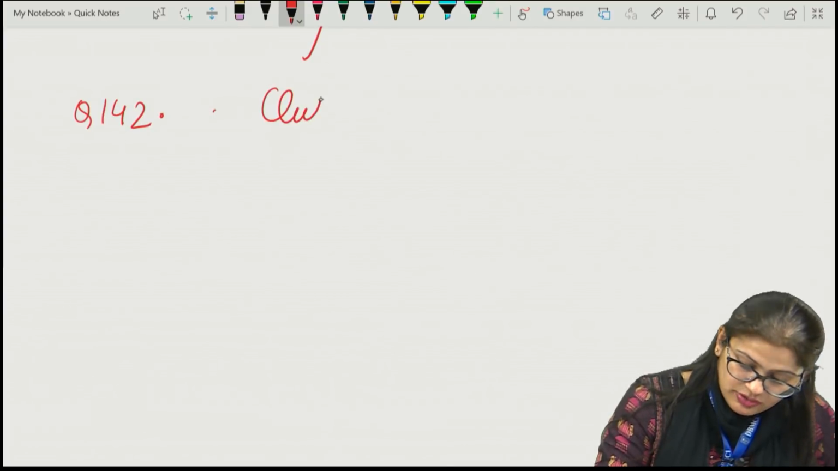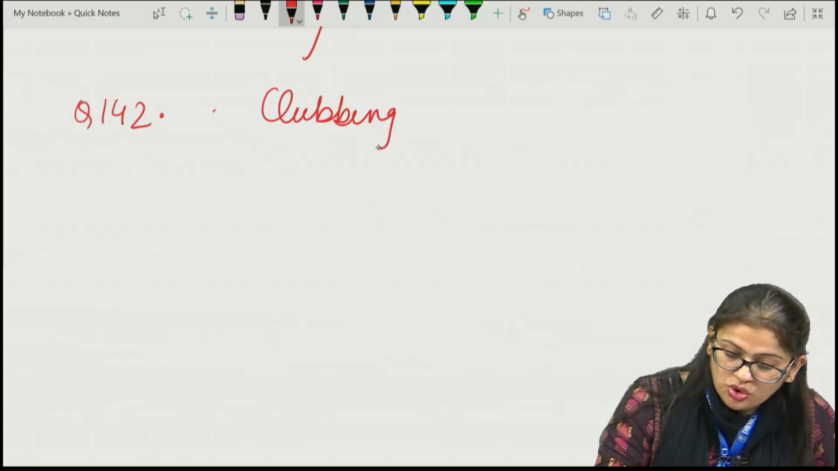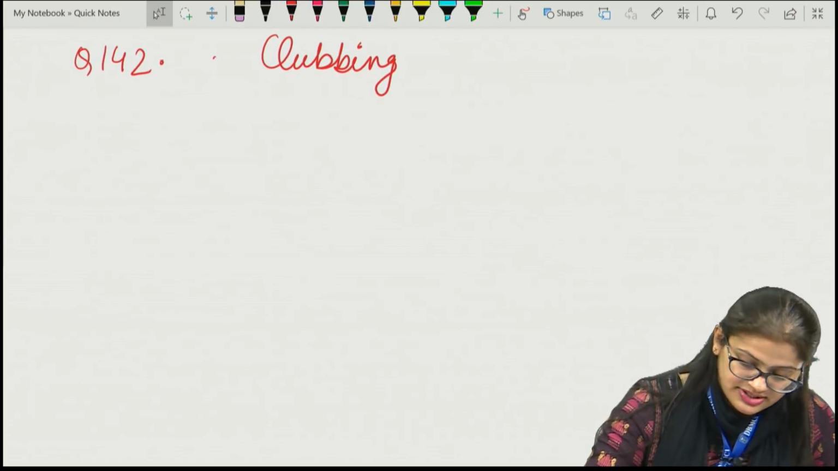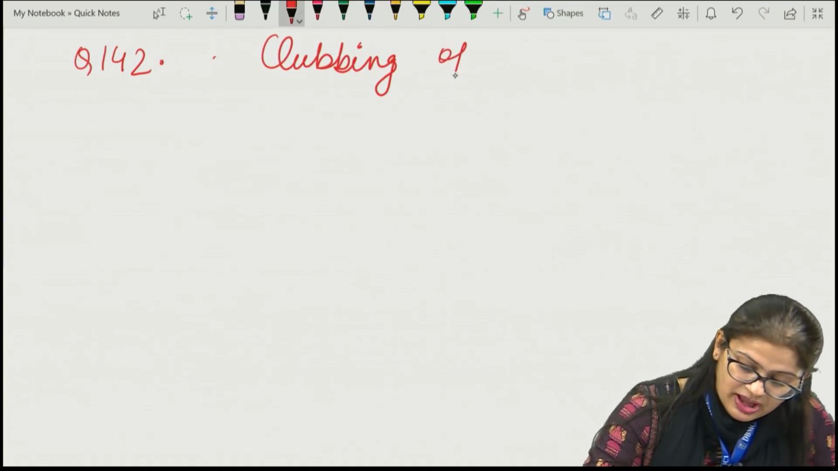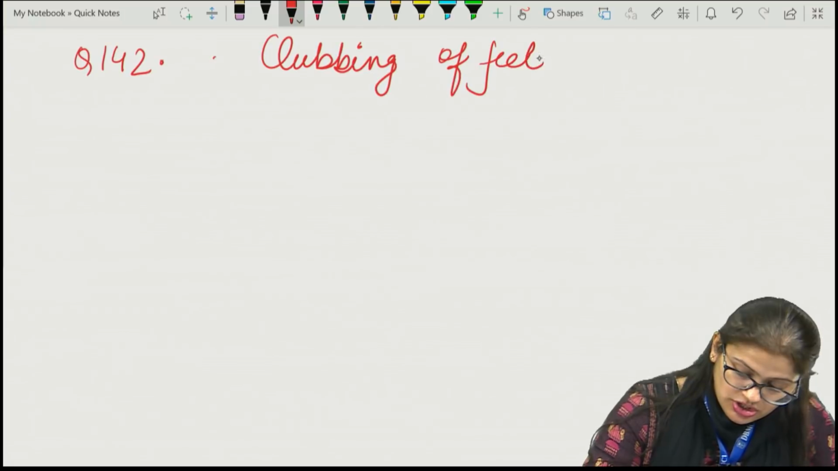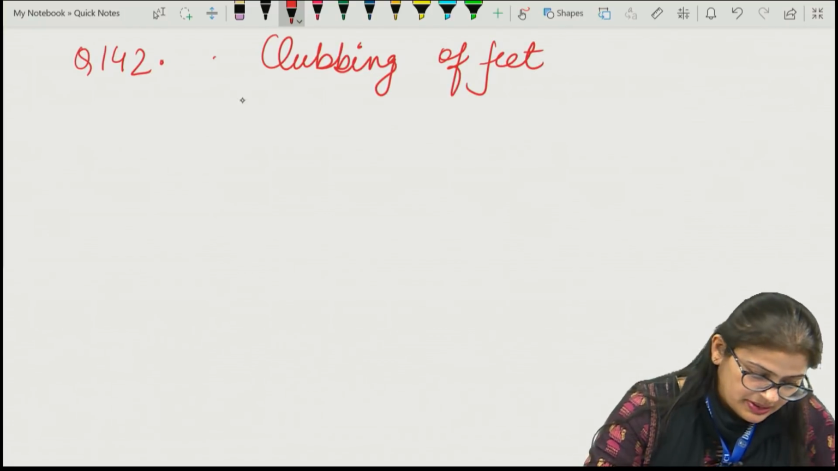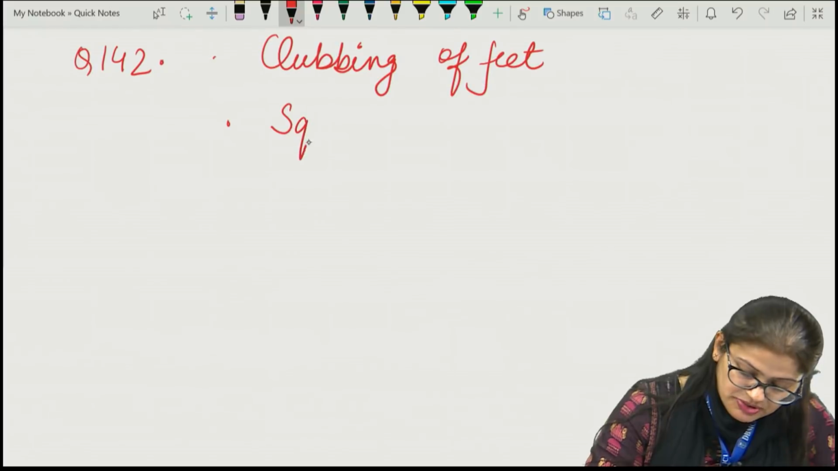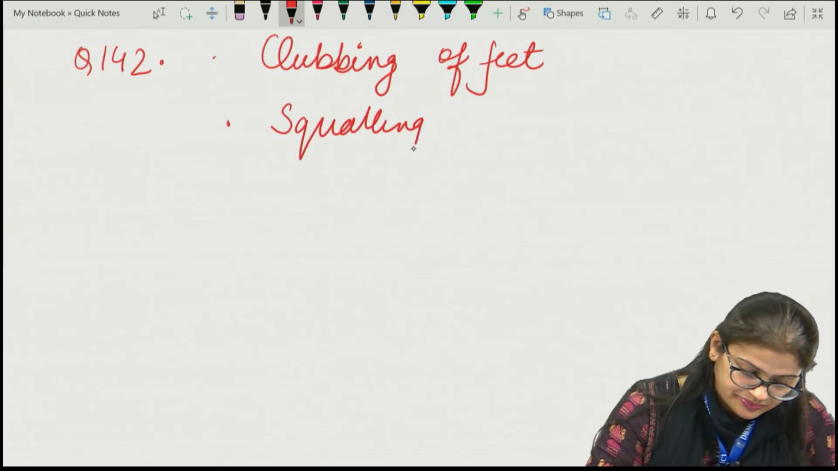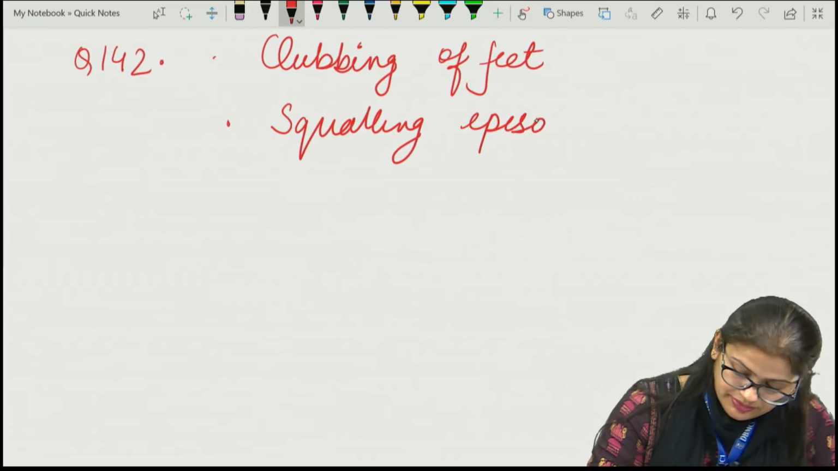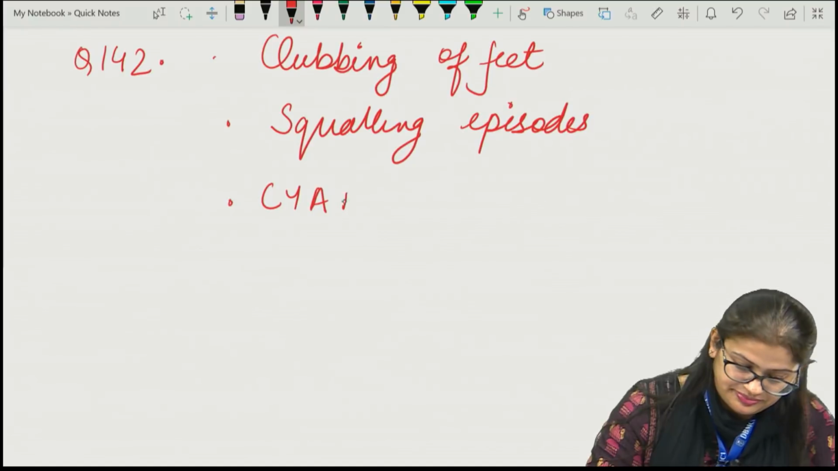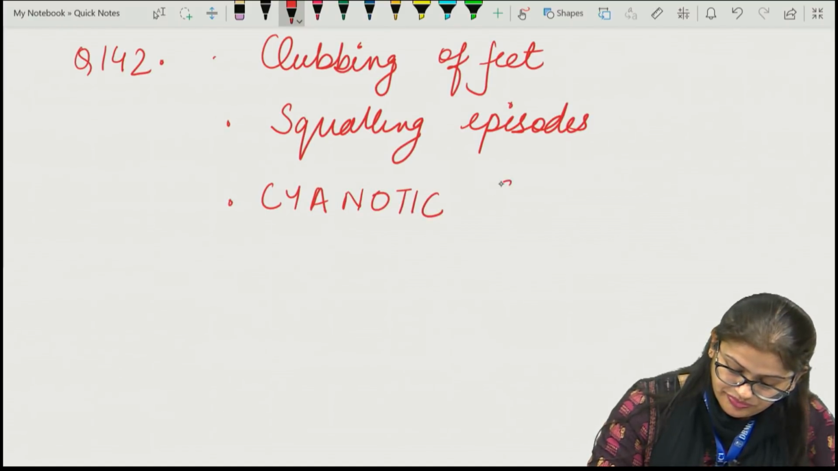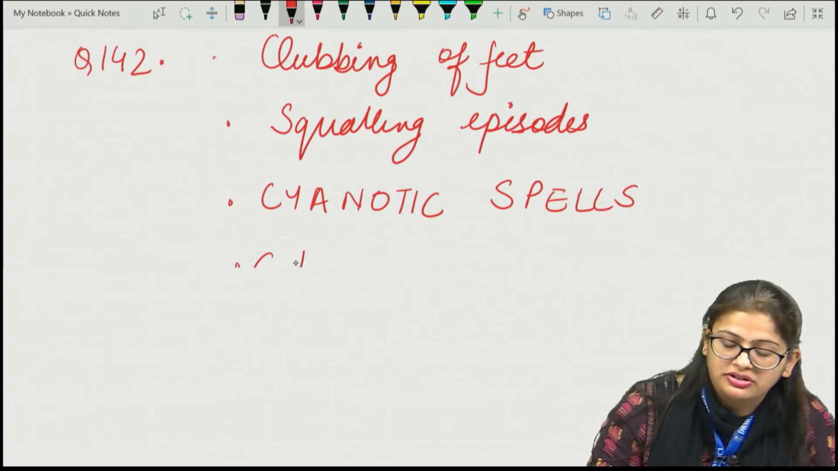clubbing of feet. We know that tetralogy of Fallot is a cyanotic heart disease with reduced pulmonary blood flow and which has clubbing of both hands and feet. So the correct options are clubbing of feet, squatting episodes, cyanotic spells, and CHF not occur.